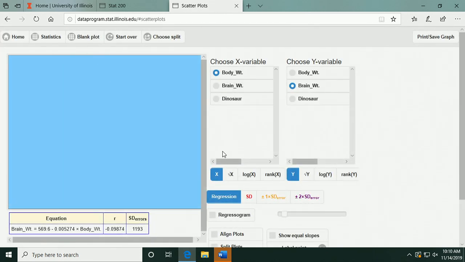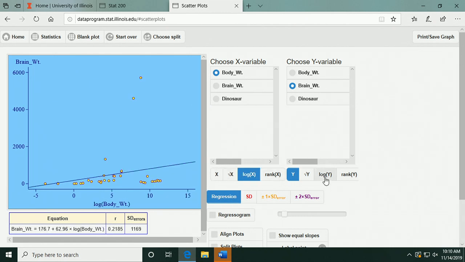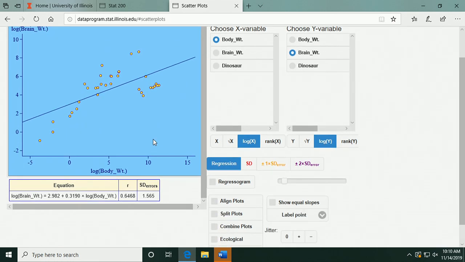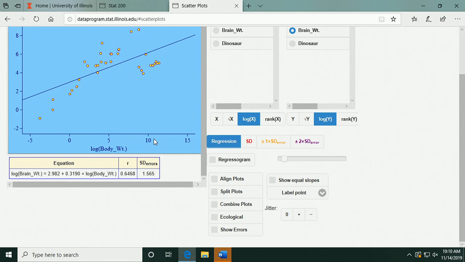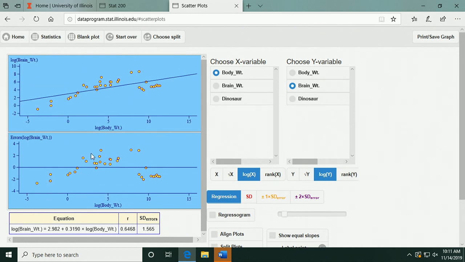Okay, so we did this, and it didn't go far enough, so now we're going to do logs of both of them. And now it looks much, much better. I mean, if we look at the residual plot, show errors, I don't know, can you see it more there? You can certainly see there's curvature, but you could see it here too.